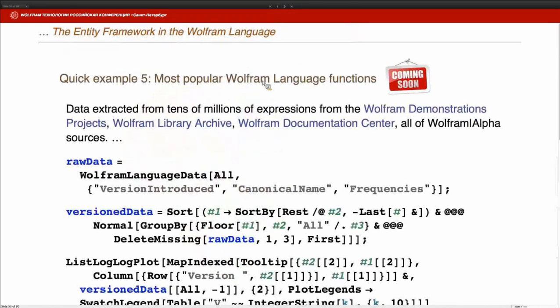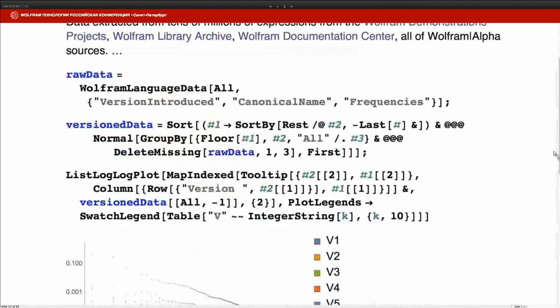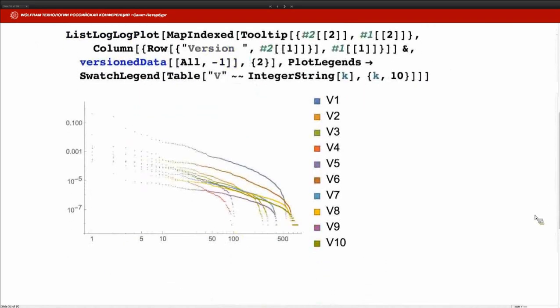So another forthcoming function which I think is very nice is we quantified so many things from the real world. One thing natural to quantify is our own language, and there are many millions of notebooks out there on the Wolfram demonstration site, on the Wolfram library archive, on the documentation center, the whole code that is written to build Wolfram Alpha, all is Mathematica or Wolfram language code. So we thought, what happens if we take them all and analyze them? So we did this. It's a very nice data packlet, and there's a lot of information available.